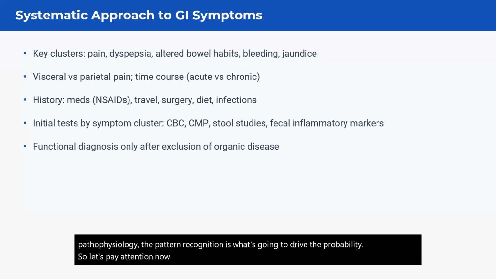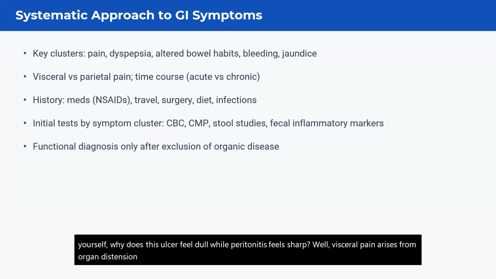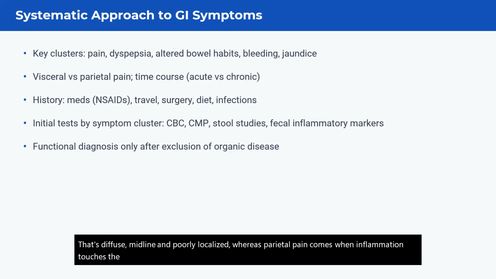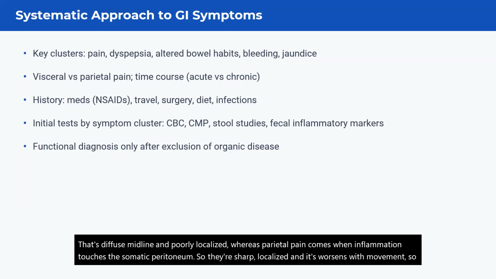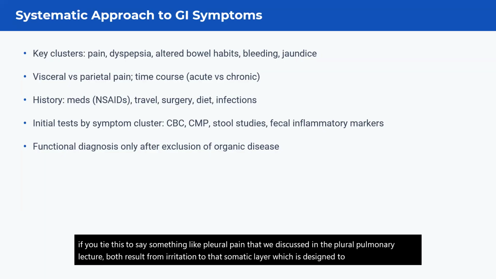So there's visceral versus parietal pain. You have to ask yourself, why does this ulcer feel dull while peritonitis feels sharp? Well, visceral pain arises from organ distension or contraction. That's diffuse, midline, and poorly localized, whereas parietal pain comes when inflammation touches the somatic peritoneum. So it's sharp, localized, and it worsens with movement. If you tie this to something like pleural pain that we discussed in the pleuropulmonary lecture, both result from irritation of that somatic layer, which is designed to detect injury and not stretch.